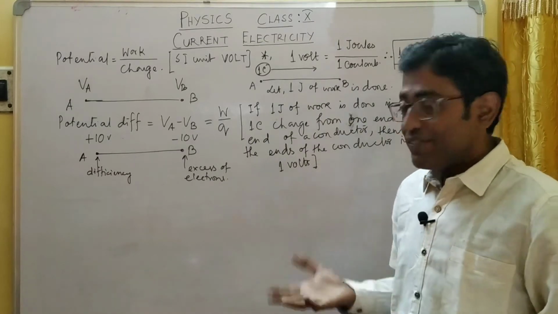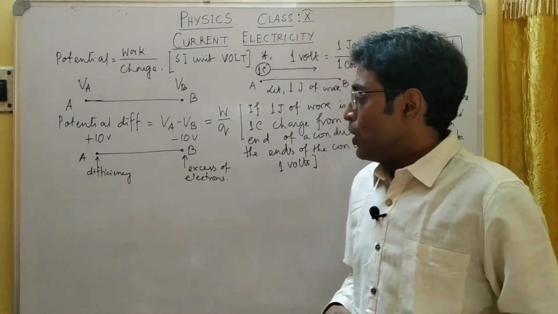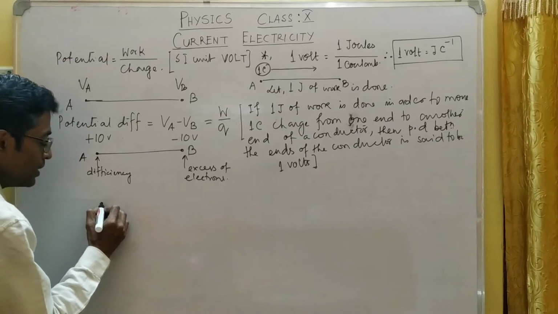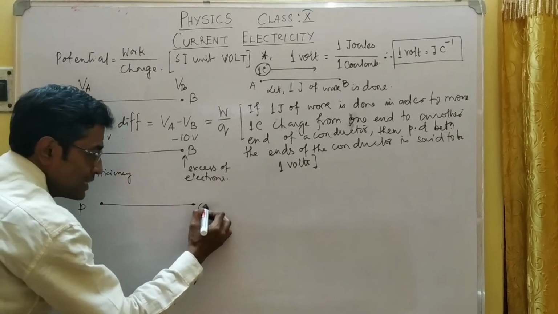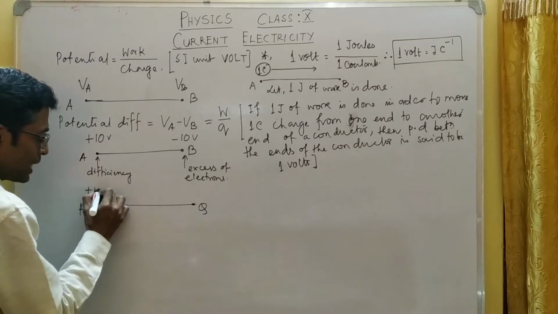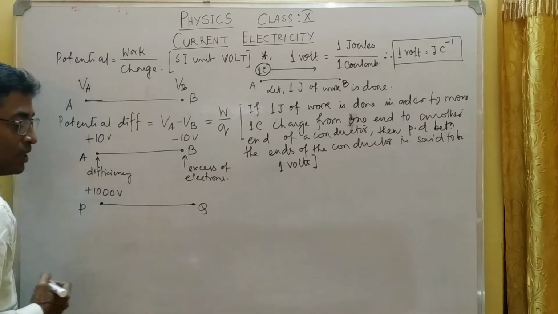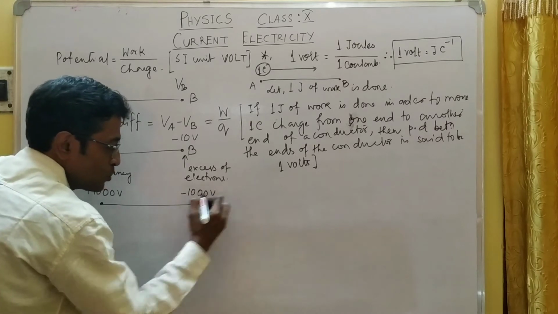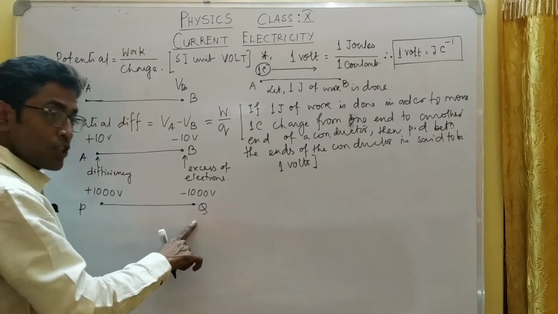Okay. So definitely electrons will flow from here to here. It's simple. Now see another condition. Same thing I am doing for another conductor. This is P and this is Q. Here the positive potential is say 1000 volt, and here the negative potential is minus 1000 volt. So here also electron is deficient, here is excess of electron.